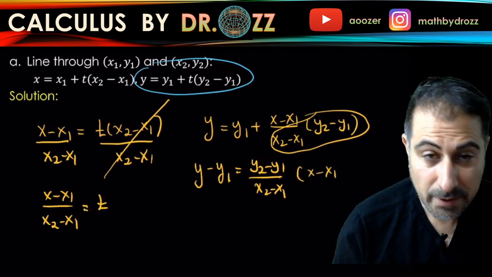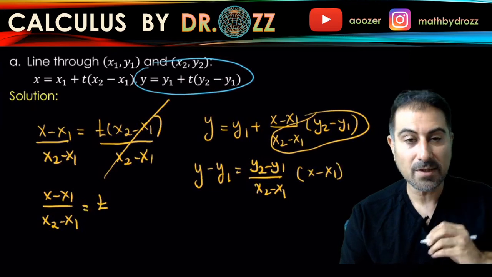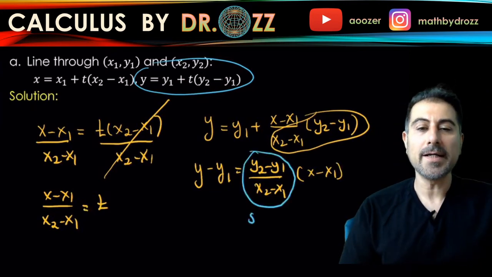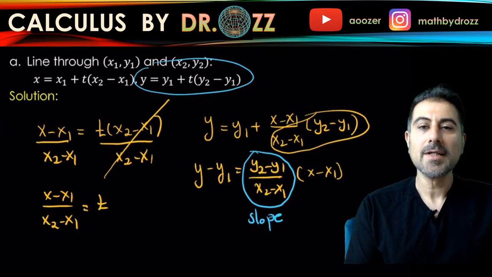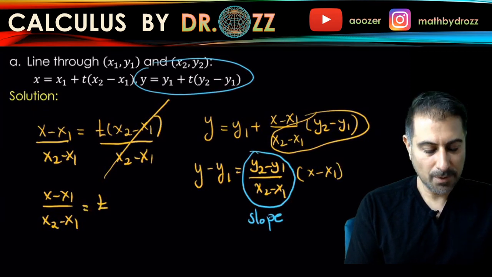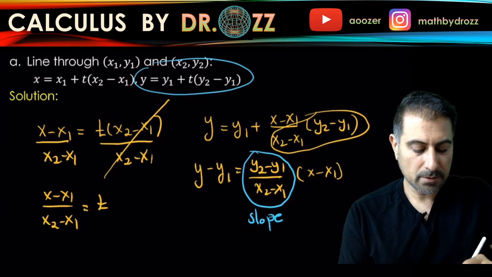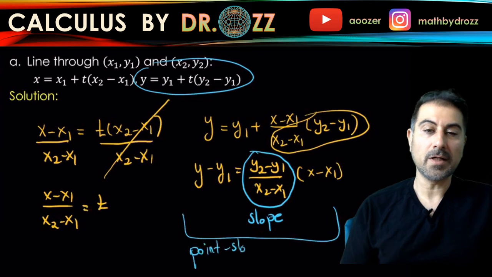This form is particularly well known because this quantity here is the slope of the line. It's rise over run, and rise from where? From the point x1, y1 to x2, y2. So the rise is the difference between the y coordinates, and the run is the difference between the x coordinates, and that gives you the slope. And this is the point slope form of the equation of the line.